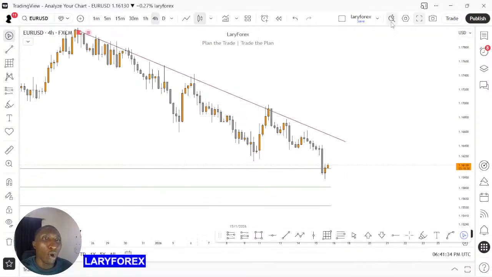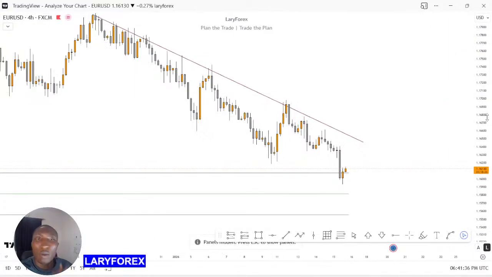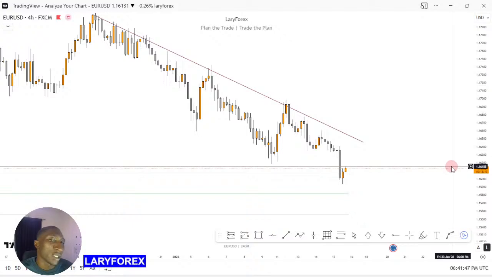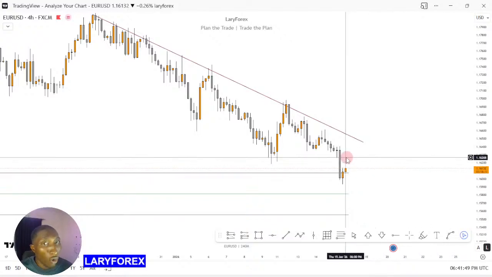Price is still very much bearish on the 4-hour time frame. But on the daily time frame, price has already come inside our demand level. Does that mean that we will just buy automatically? No, we still wait for confirmation.